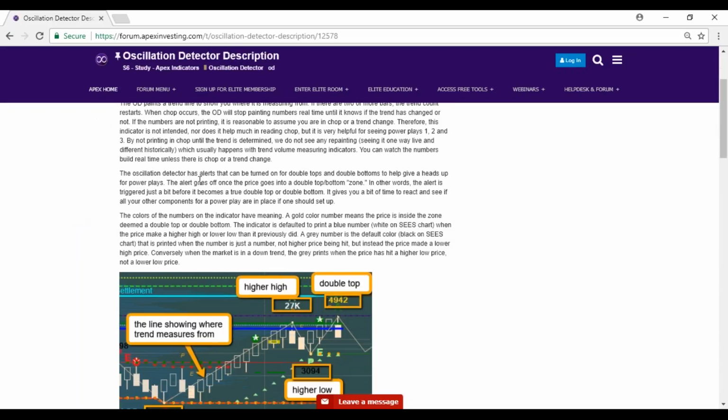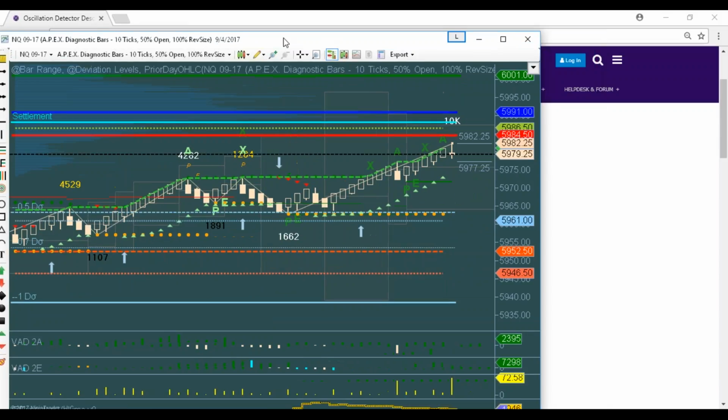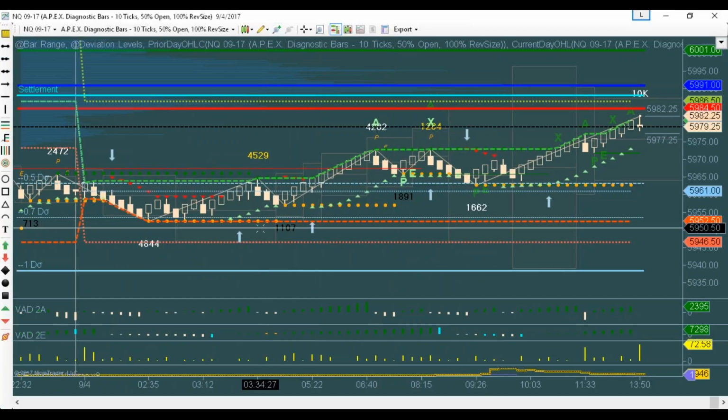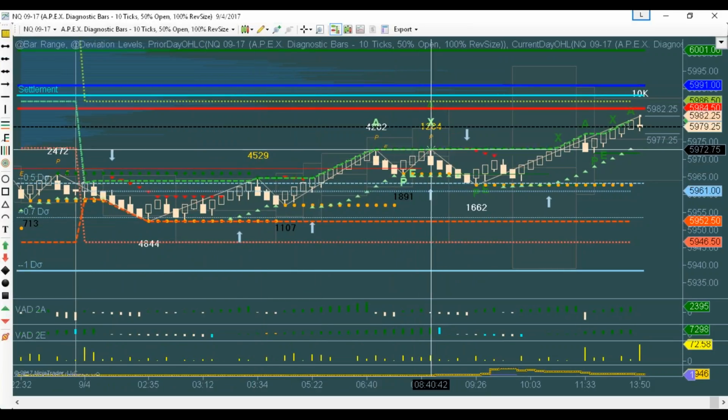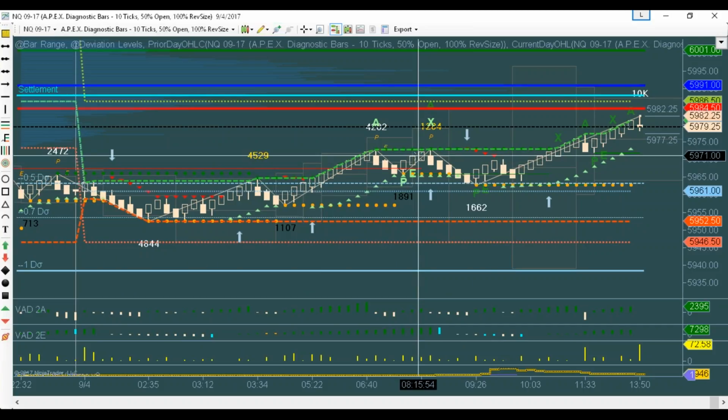Okay, the alerts can be turned on or off for double tops to give a heads up. The price will go off once it's in a double top zone. Remember, it's not having to get to the tick of the double top or bottom. It's within a zone, which is great because, right here, for example, if it didn't say double top until it got to the tick, it might be a little too late. But if you're getting it right in here, it gives you a heads up, right?